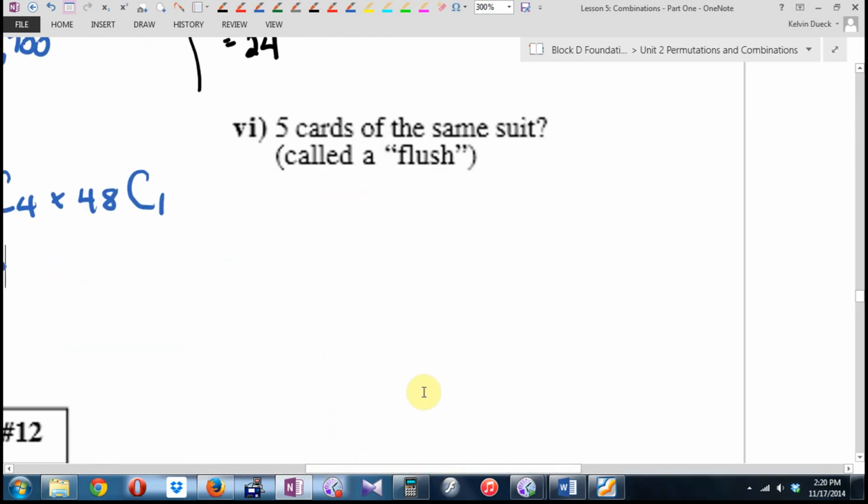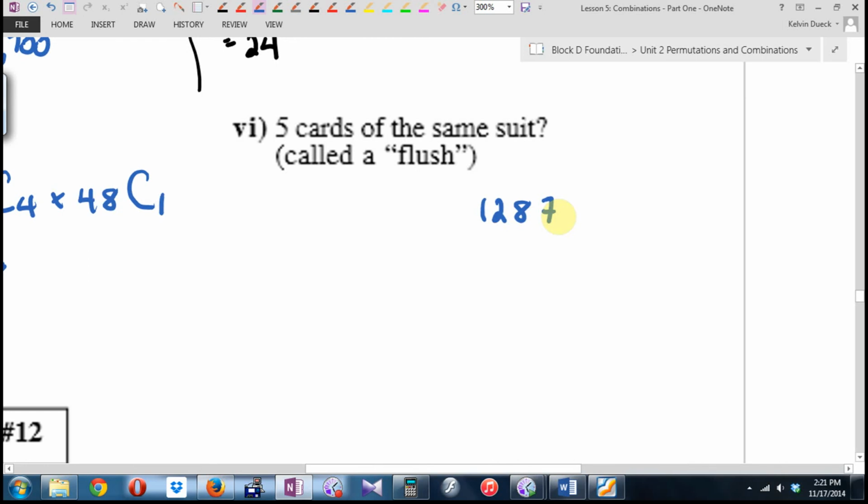Last one. 5 cards of the same suit called a flush. Well, we kind of did it at the very, very beginning when we did, what was the first thing that we did? All diamonds. Okay. All diamonds was what? 5 cards with a cross. Yeah, no, what was the answer? 1,287. 1, 2, 8, 7. That's diamonds. Don't write this down. Write that down, but then don't write this next bit.